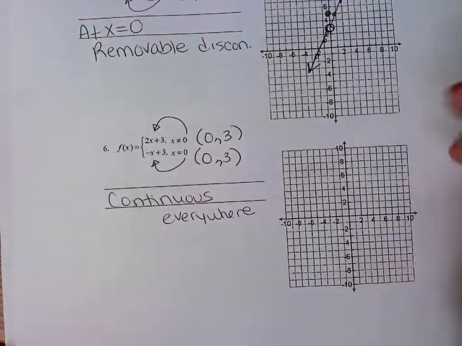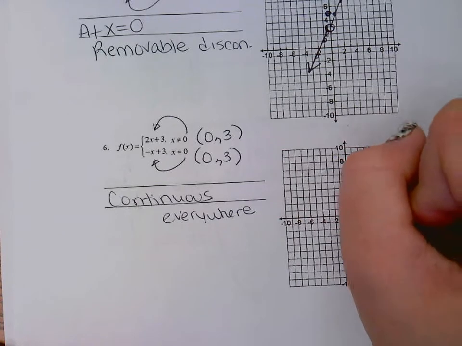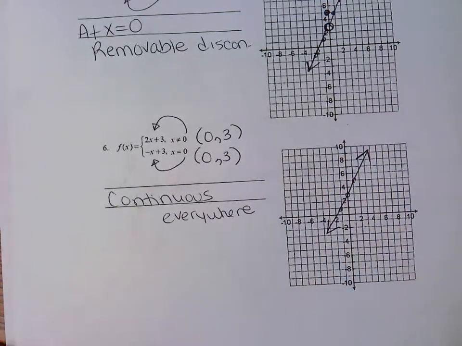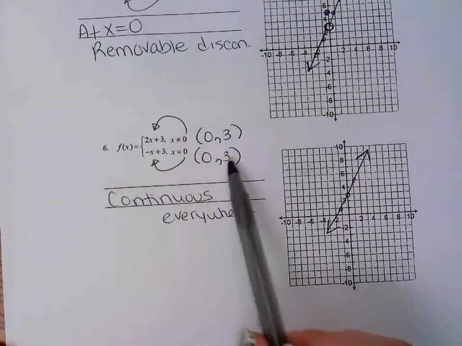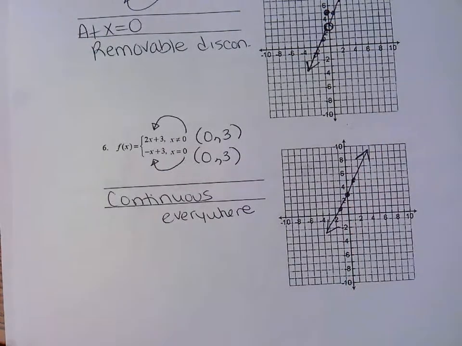So I can just graph that line 2x plus 3 and just extend it forever because it fills in that hole, right? At 0, if I put a hole, I'm going to be filling it back in with 3 anyway. So I don't even have to show that there's a hole there. It's just a straight line.